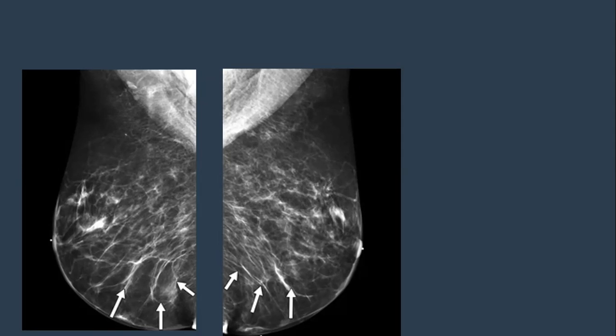Which area are you talking about for architectural distortion on the right? The area pointed with the shortest arrow. You mean inferiorly, here? Yes, here. This one? Yes. And what about this one?